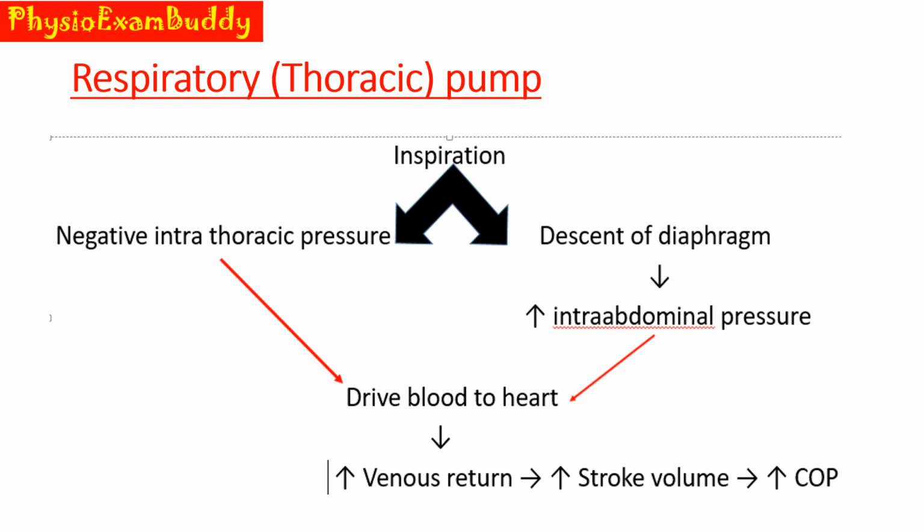Second factor is the respiratory or thoracic pump. During inspiration, actually, our cardiac output increases. And there are two reasons for the increase in cardiac output during inspiration. One is there is an increase in the negative intrathoracic pressure, which will drive the blood towards the heart. And also during inspiration, there is a descent of the diaphragm, which will increase the intra-abdominal pressure and also divert the blood from the viscera towards the heart. So both these things will increase the venous return, thereby our stroke volume and cardiac output.